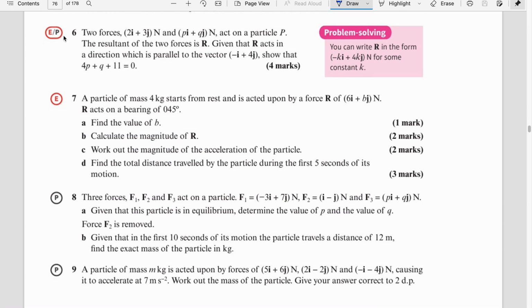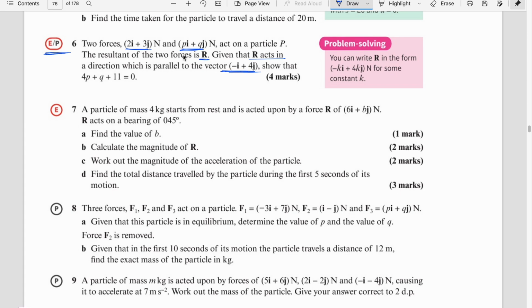Exam style question number 6. Two forces 2i plus 3j and pi plus qj act on particle P. The resultant of the two forces is R. Given that the resultant acts in a direction which is parallel to this vector, show that... Okay, 4 marks, and it is parallel.